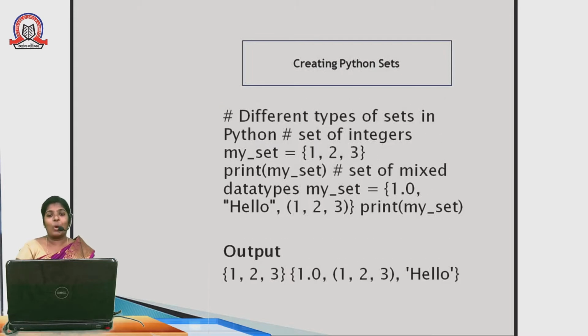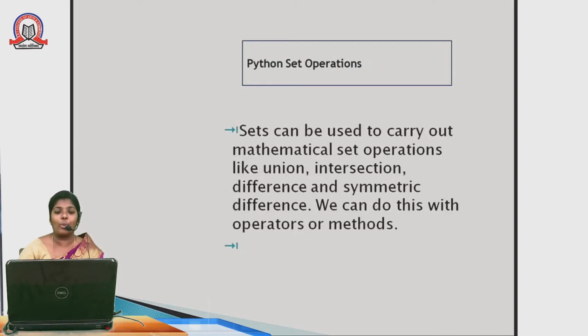Now you can see how to create a set. For example, here I have created my_set equal to, with the curly braces, 1, 2, 3. The items are separated by commas and the numbers are given inside the curly braces. Then you can print my_set, and your output will be printed on the output screen.